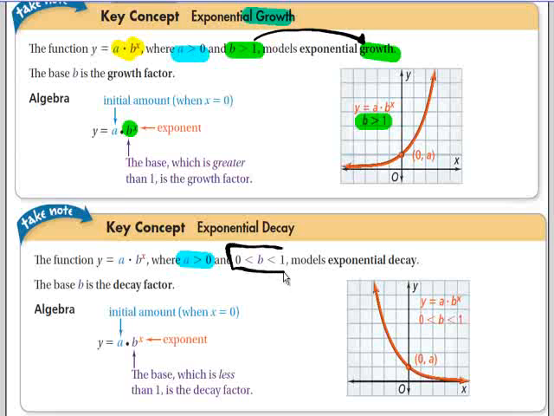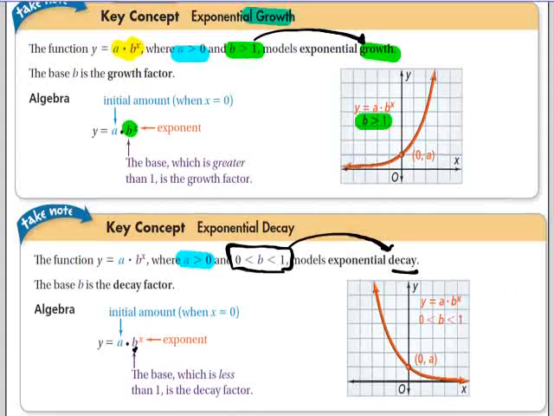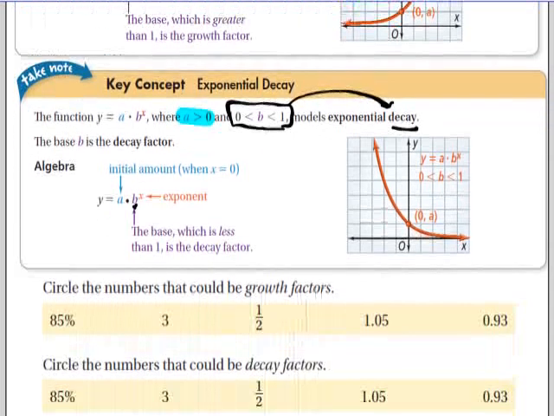Now, if the b value is less than 1 and it's still greater than 0, now we're talking about decay. So again, I want to make some sort of connection. When I look at that b value, we're talking about a decay, and we'll see it coming from the left side coming down to the right, left to right going down, almost like a negative line. So that's the whole thing, reading the base, the b value. If it's greater than 1, it's growth. If it's less than 1, but greater than 0, it's decay.